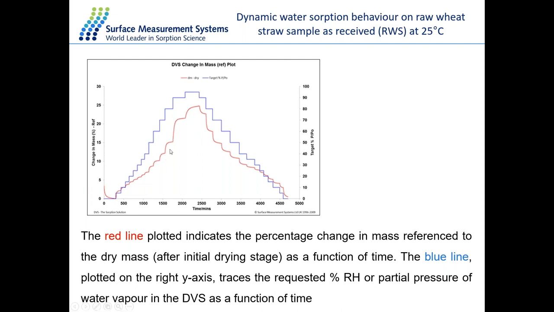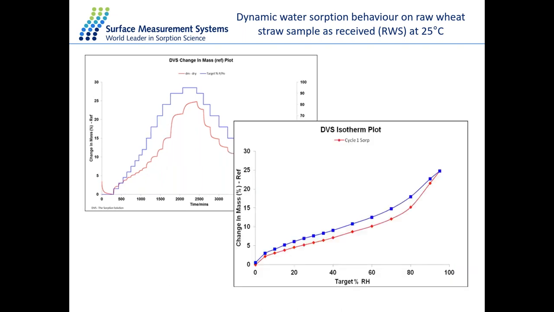Now, if we take this data, each point of equilibrium, and we plot it against the percentage mass change, what we can see here is our isotherm plot. We see a small gap of hysteresis between the absorption and desorption, which is usually indicating the fact that there is a certain amount of energy involved in the desorption of water from this sample compared to the absorption.